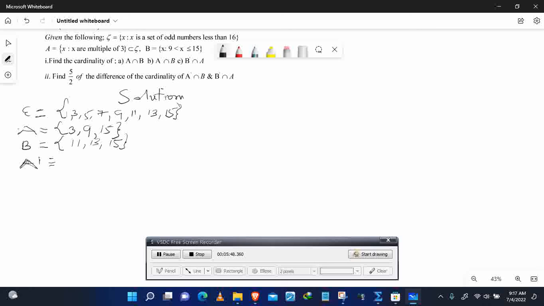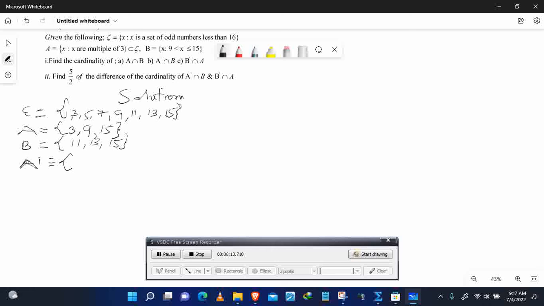Okay. So A complement being equal to... now when we talk about A complement, the complement of A is actually the elements that are not in A, but can be found in the universal set. So what are the elements that are not here but are here?